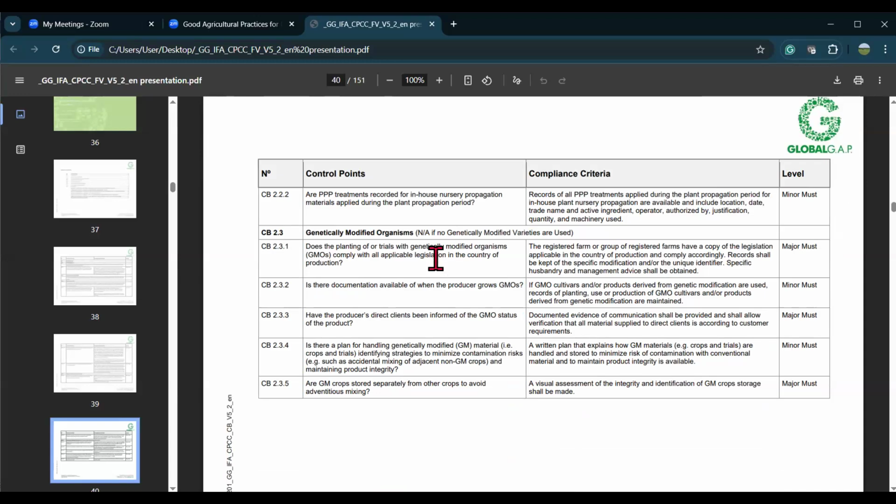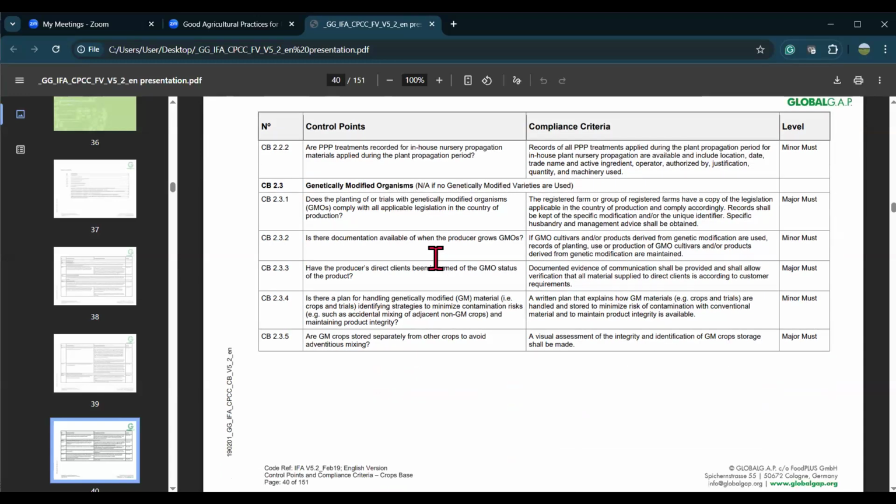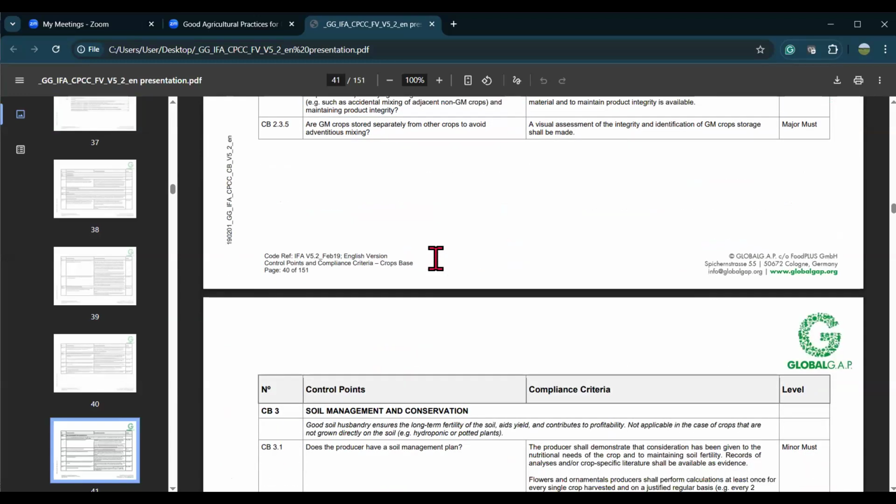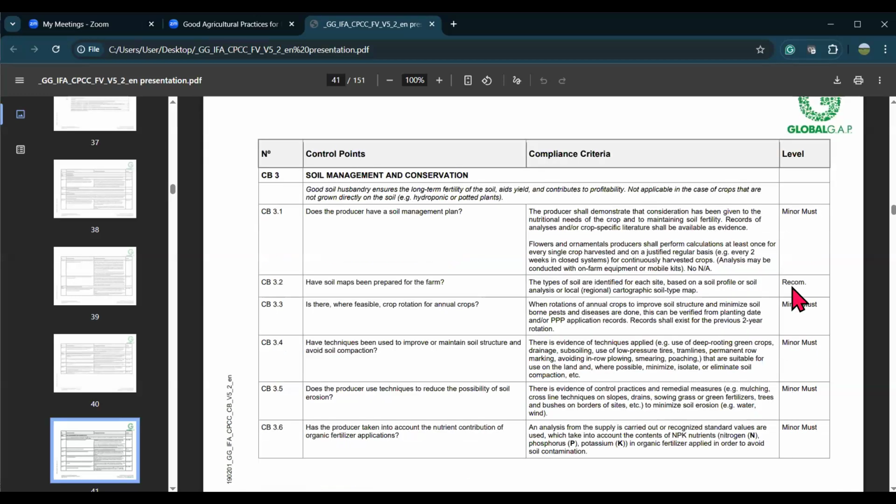So you look through it, basis from other groups. Then it goes into soil management and conservation. That is how to document your soil.